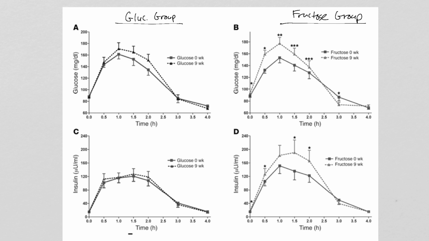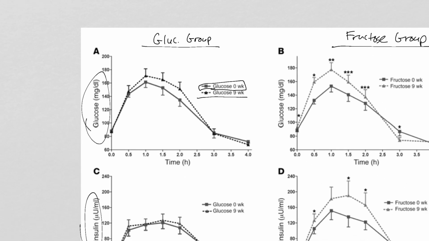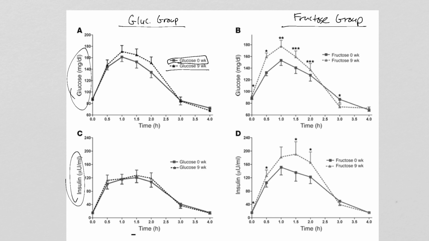And what you see is they measured glucose levels and insulin levels for both groups. For the glucose group, they showed a minor increase from week 0 to 9, right? Solid line is week 0, dashed line is week 9. Minor increase, but it wasn't enough to be statistically significant, which is why we don't see those asterisks above the data points. It just wasn't quite enough to be confident. And so if glucose had an effect on glucose and insulin tolerance, it wasn't really obvious.